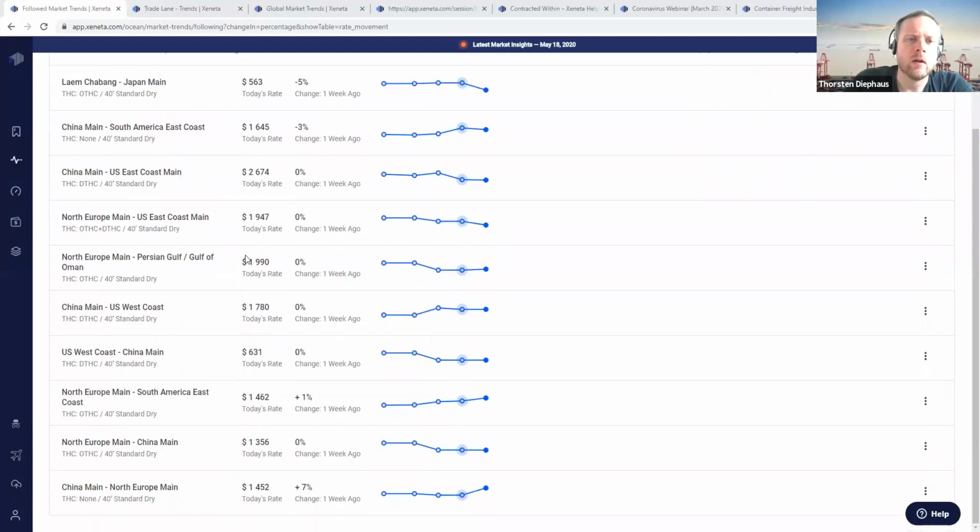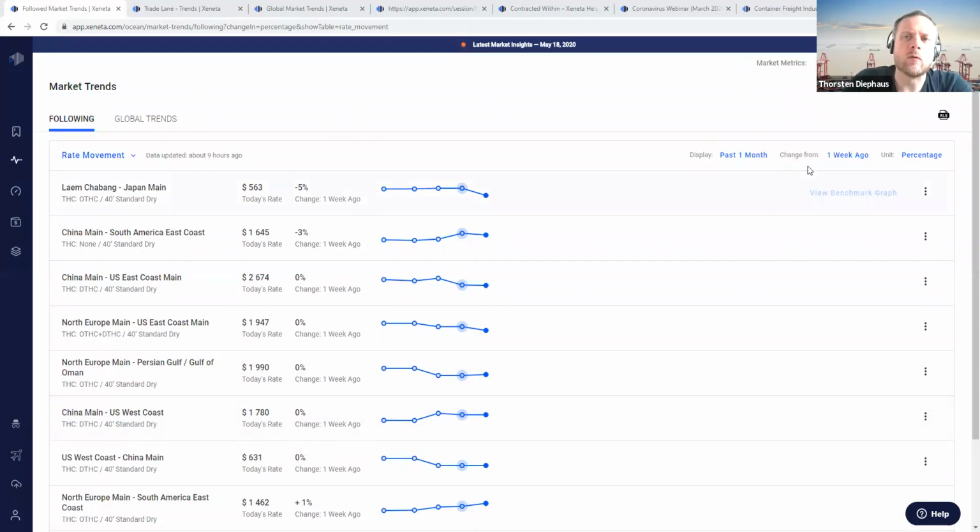And you see North Europe main to South America East Coast slightly up in the last week, and China main, North Europe main 7% up from last week. This is mainly related to rate increases which were announced for mid of the month, which were partly successful in this one. So this is what you see over here for the last week, the change, and average, as I said.